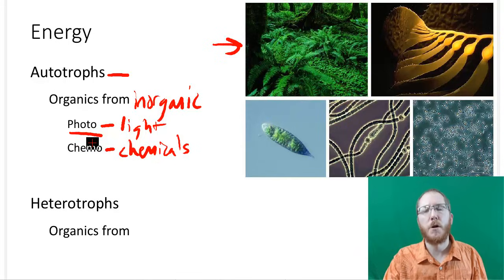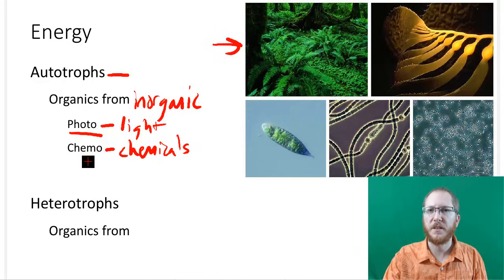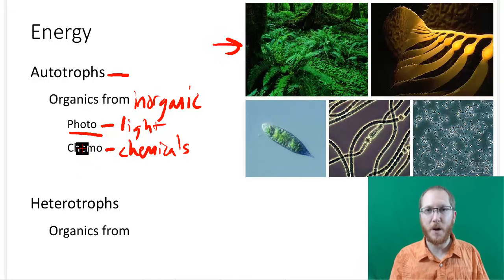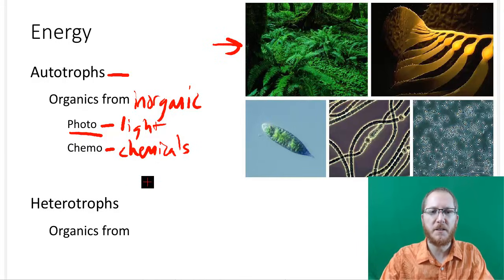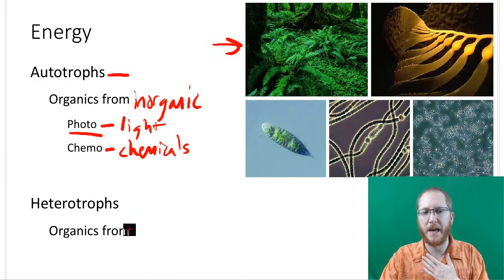Later on, when we get to prokaryotes, we will bring up chemosynthesis a bit more, but just keep in mind there isn't just one way to be an autotroph, it's just there's one really common way, so we're going to focus on that one. And then heterotrophs, this is going to be stuff that needs to ingest their organics.